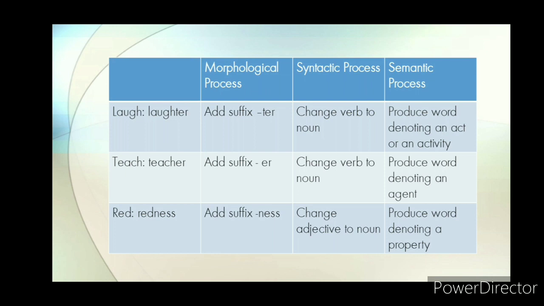And then we have red, that becomes redness. The morphological process is to add the suffix ness. In the syntactic process, it changes the adjective to a noun. And then in the semantic process, it produces a word denoting a property.